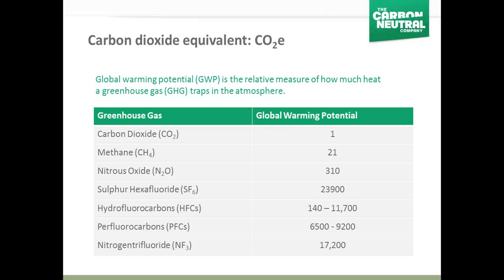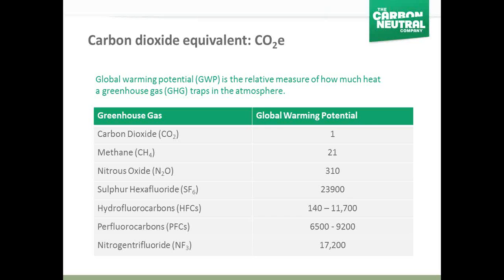And global warming potential acts as a nice relative measure of how much heat a greenhouse gas traps in the atmosphere over that period of time. So for example, carbon dioxide has a global warming potential of 1, while methane is 21. So that means that methane is 21 times more effective than carbon dioxide at trapping greenhouse gases in the atmosphere.